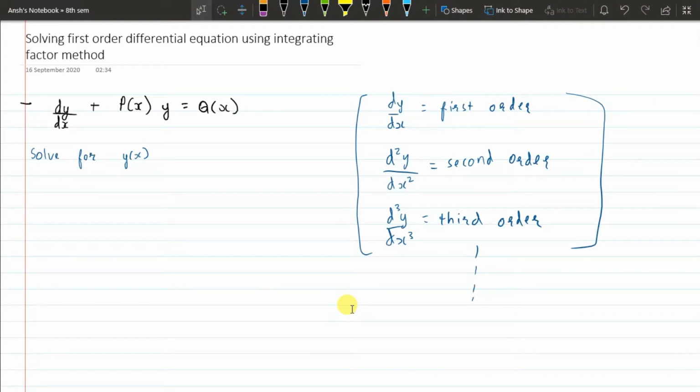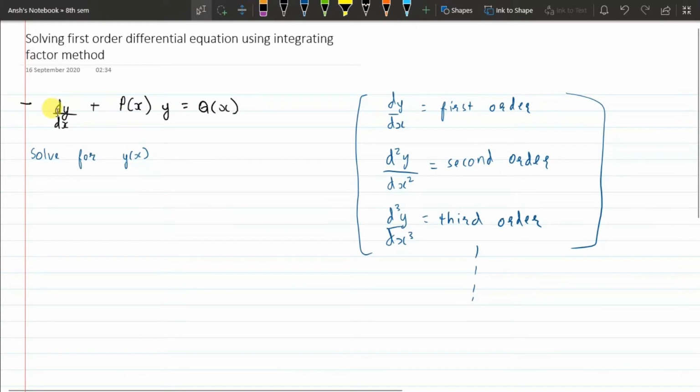Hi everyone. In this video, I'm going to be talking about first order differential equations and how to solve them using the integrating factor method. So the first thing you want to know is how do you know that your equation is a first order differential equation? The equation I've written down right here is a general form of a first order differential equation, and you want to solve this equation to find y, and y is a function of x.